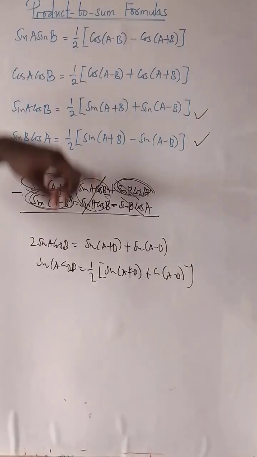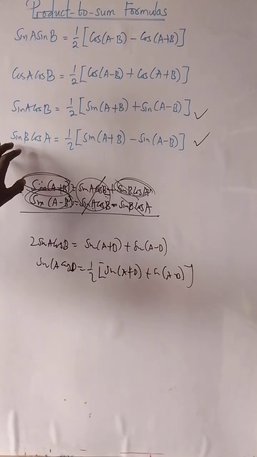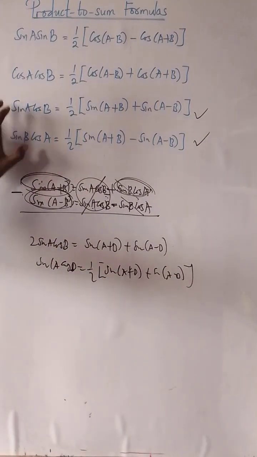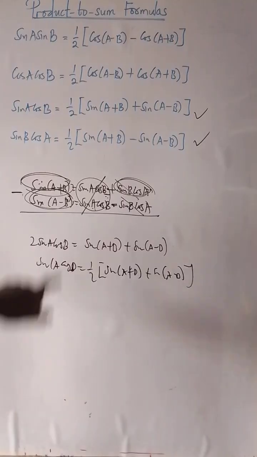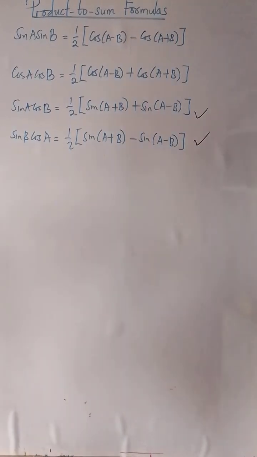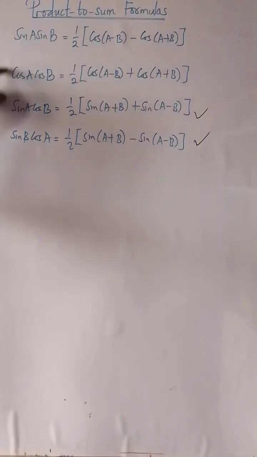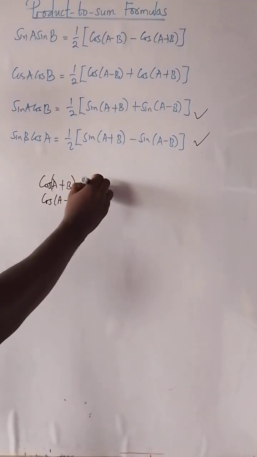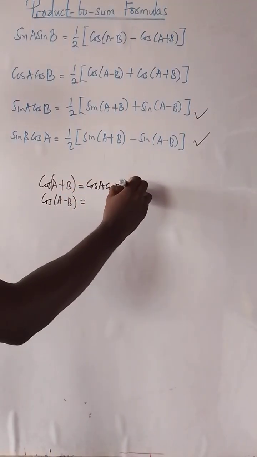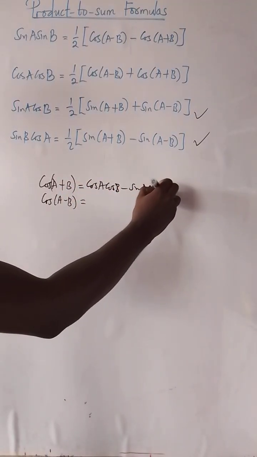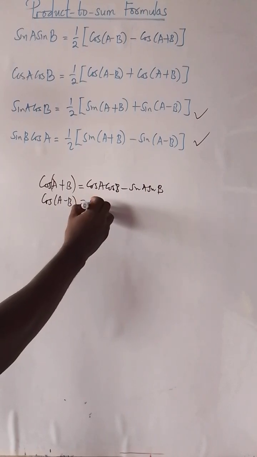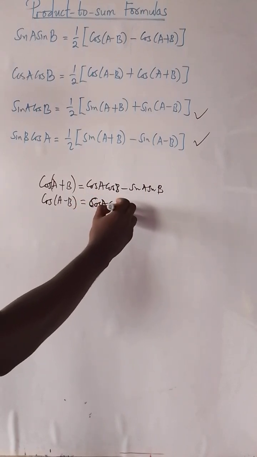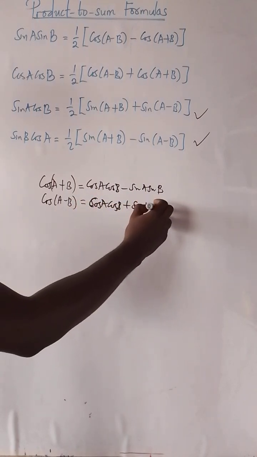So product to sum formulas for sine A and cos B use the compound angle for sine for plus and minus. Now, obviously, to get sine A sine B or cos A cos B, we are going to use what? The compound angle for cos A plus B and cos A minus B. Cos A plus B is cos A cos B minus sine A sine B. While cos A minus B is what? Cos A cos B plus sine A sine B.